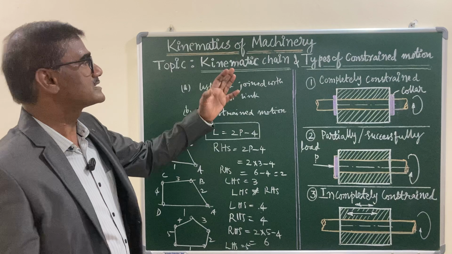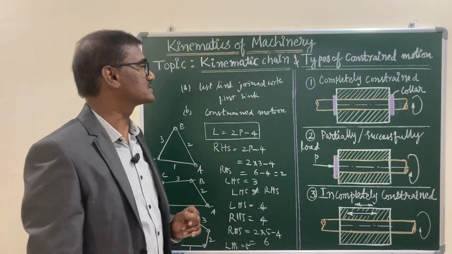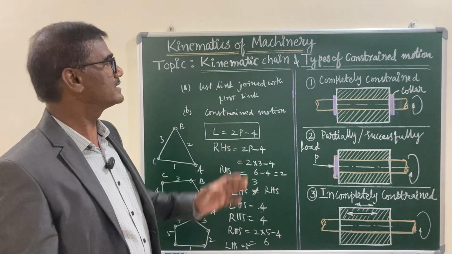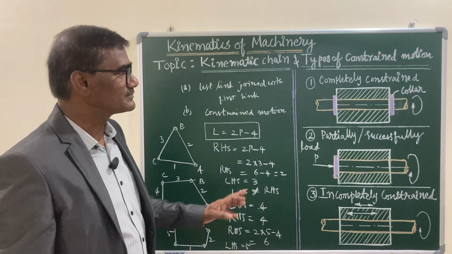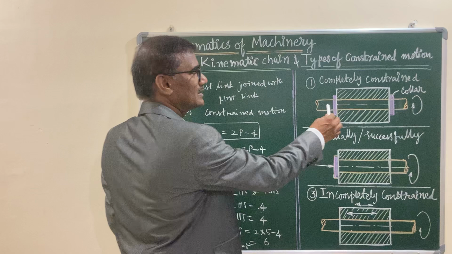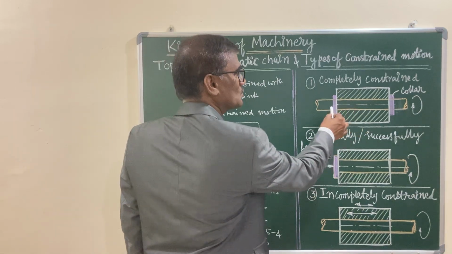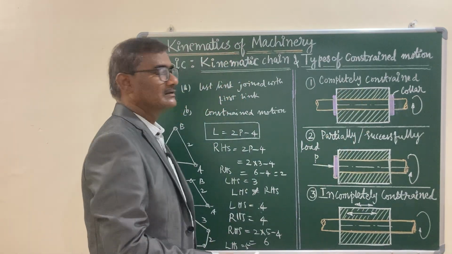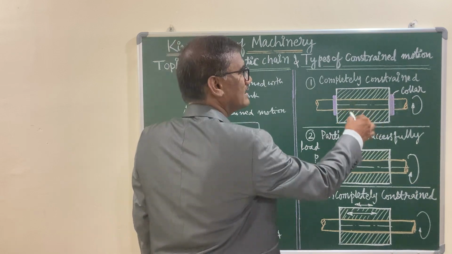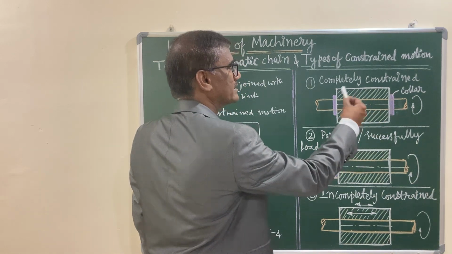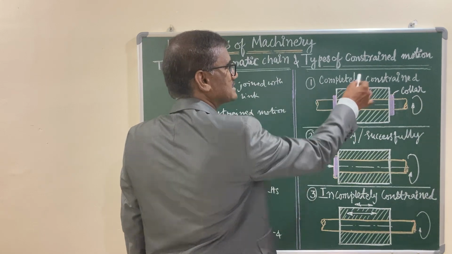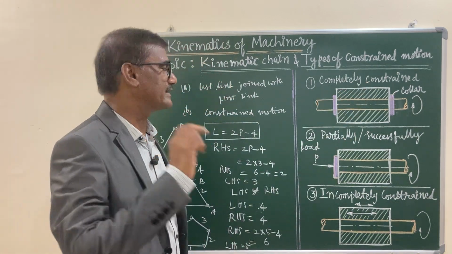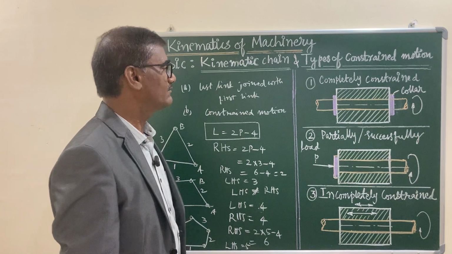Now let us understand the types of constrained motions. You have 3 types of constrained motions. First one is a completely constrained motion. Let us observe a circular shaft rotating with the 2 end collars, and you can see that you have one type of motion, that is rotary motion. The shaft is rotating, only rotation you have, so it is completely constrained. The motion is only in one direction.